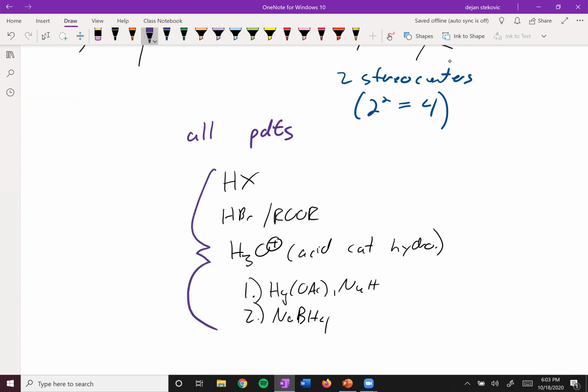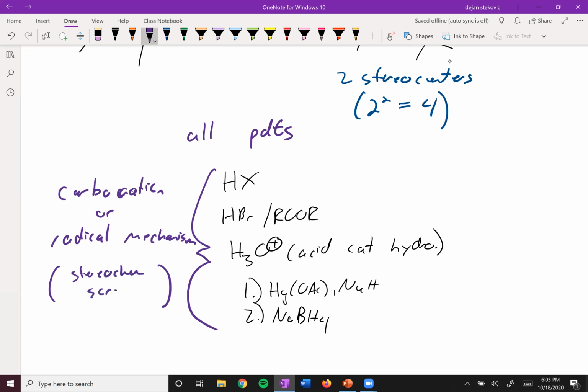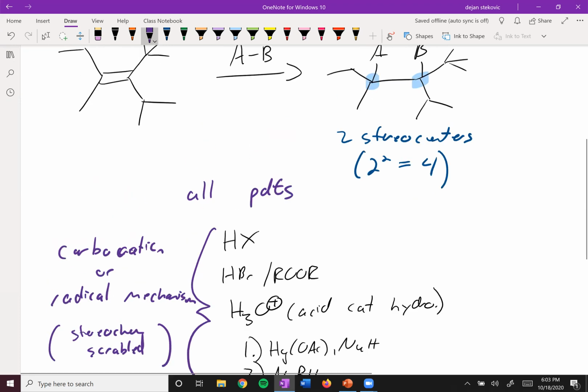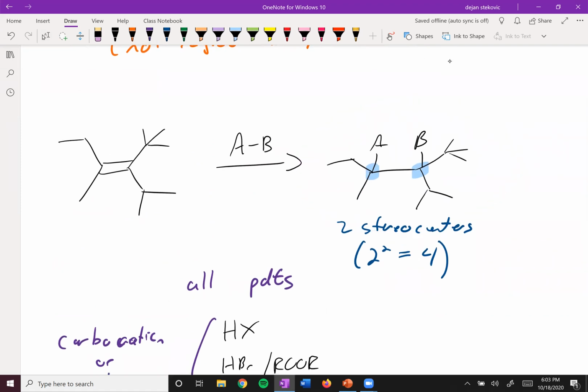And the reason for this is that they all go through some kind of carbocation or some kind of radical mechanism, at least in some part. And so what that does is it just scrambles all the stereochemistry. And so what you end up with is a mixture of all 4 stereochemical possibilities.